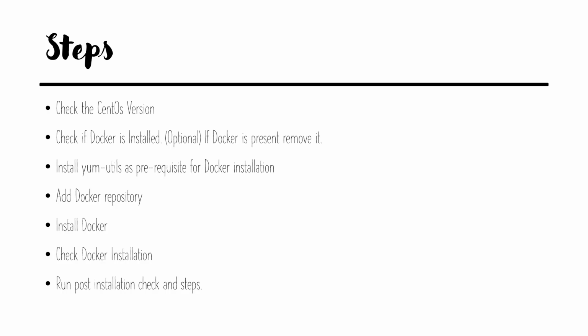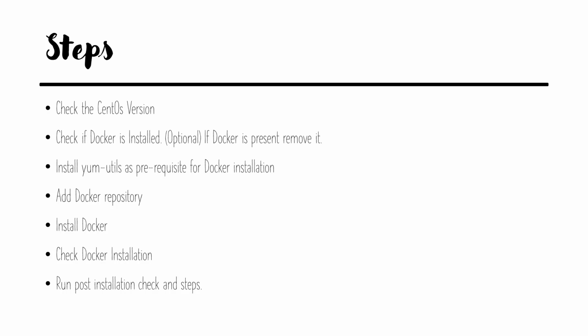Once this step is done, then we need to use the yum utils as a prerequisite for Docker installation. Then we will add the Docker repository, then install Docker, and then we'll check the Docker installation using the steps that we executed earlier. Now we'll run some post-installation steps.